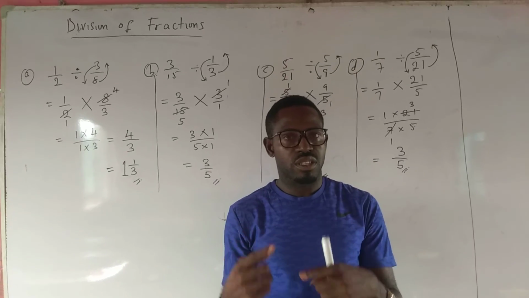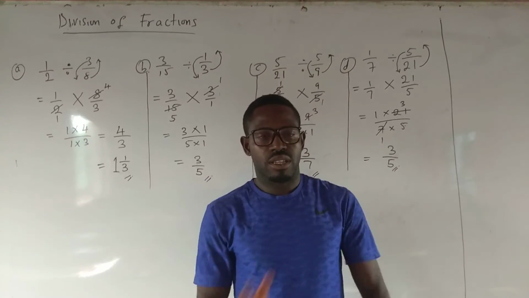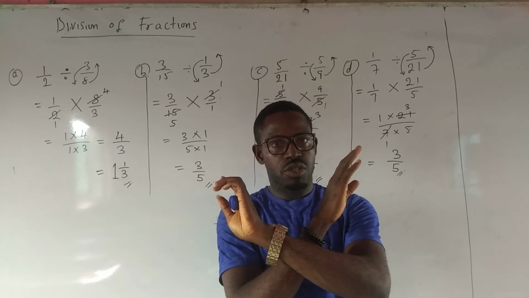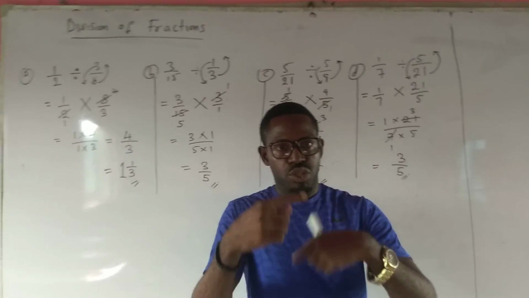The first fraction says, leave me alone. The sign says what? Change me to multiplication. And the last fraction says what? Turn me around.